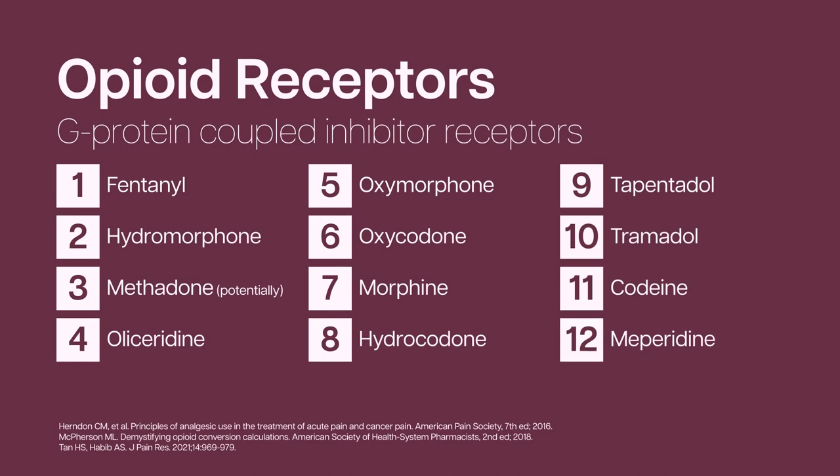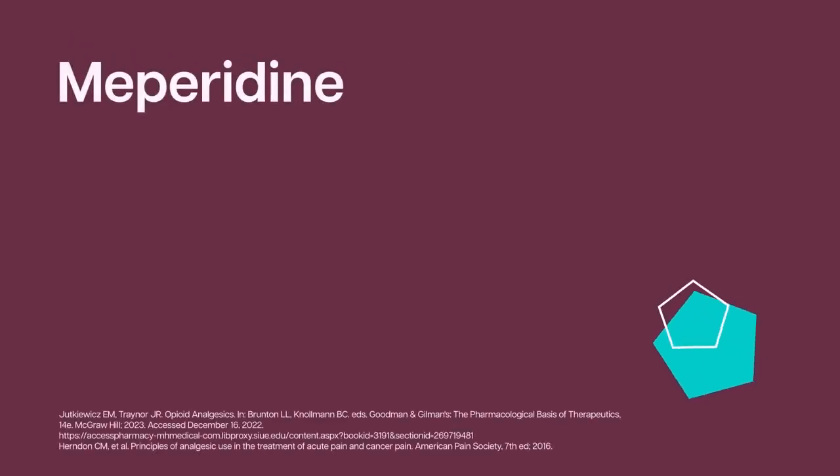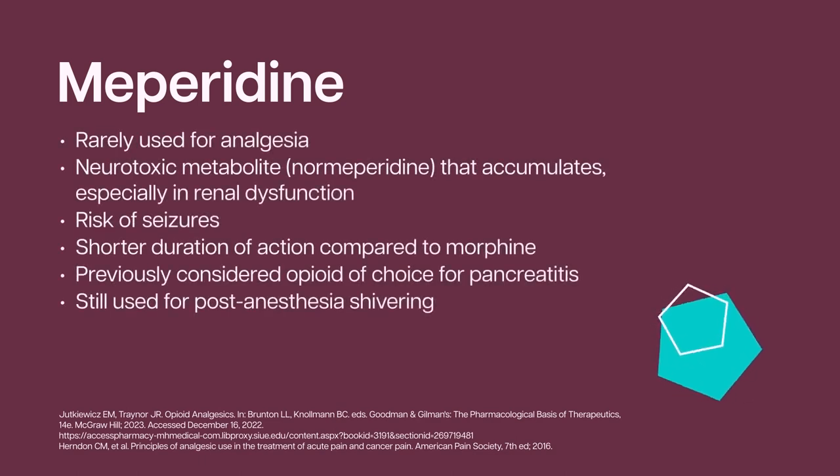Here is a list of mu agonist opioids arranged by potency, with fentanyl at the top having the highest potency and meperidine at the bottom having the lowest potency. Meperidine. Today, meperidine is rarely used for analgesia, even though once it was considered the opioid of choice for pancreatitis. Today, it is still used for post-anesthesia shivering in combination with antihistamines, corticosteroids, acetaminophen, or NSAIDs.